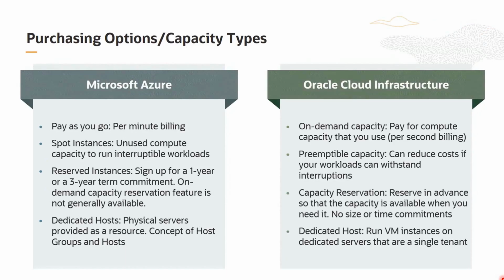Now let's look at the purchasing options or capacity types. A key difference for the compute service is that Azure bills per minute while OCI bills per second. Both Azure and OCI offer on-demand instances where resources are allocated instantaneously if the capacity is available. Spot instances on Azure are similar to preemptible capacity in OCI. These categories basically use idle capacity to create the instances and are meant for workloads that can withstand interruptions.